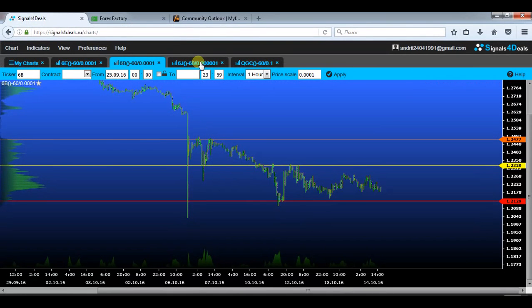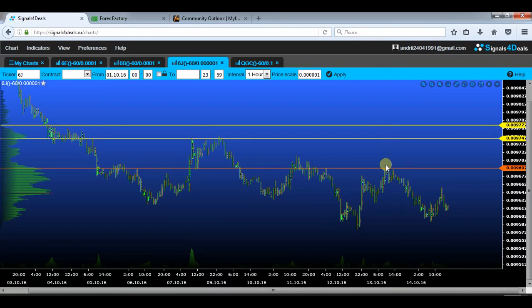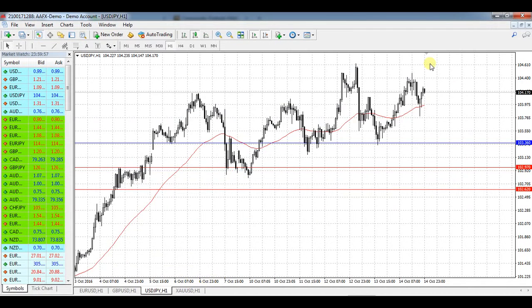Let's take a look at our volume chart here. As you can see, why I pointed out this level is because we have quite a large volume here, and after this volume the price continued its rise. Yes, this level and the rise of price.